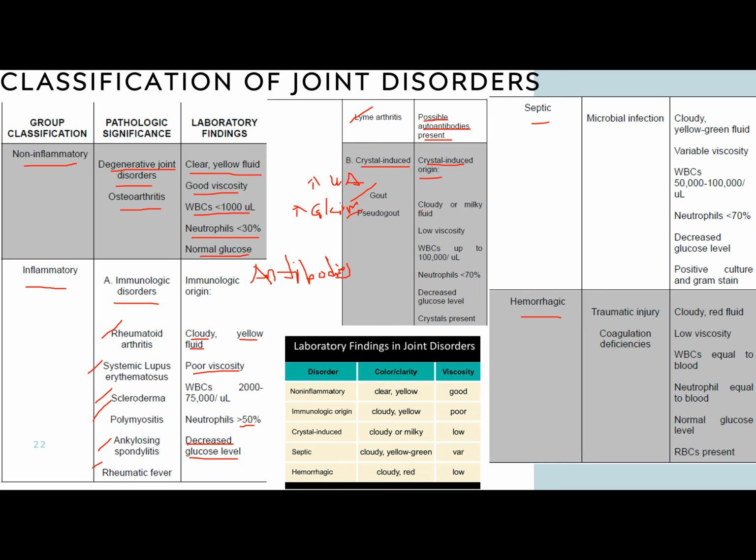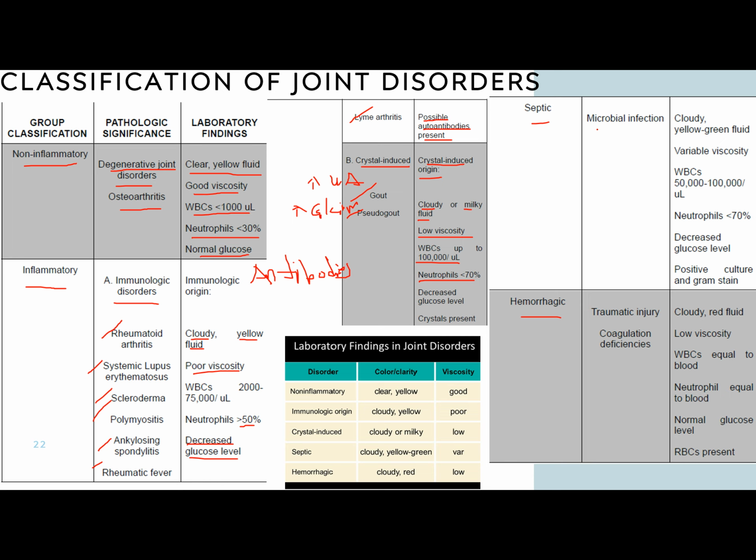So the synovial fluid would appear cloudy or milky, has low viscosity, WBCs up to 100,000 per microliter. Neutrophils less than 70%, decreased glucose level. Crystals are present.